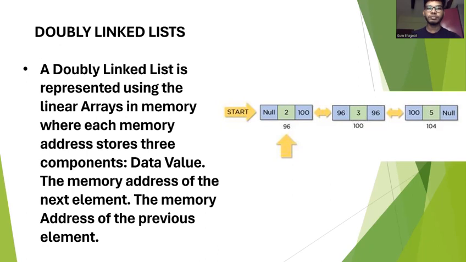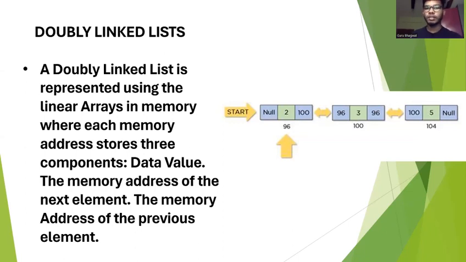A doubly linked list is represented using linear arrays in memory, where each memory location is addressed to store three components. The first component stores the data value. The second component stores the memory address of the next element. The third component is the memory address of the previous element.